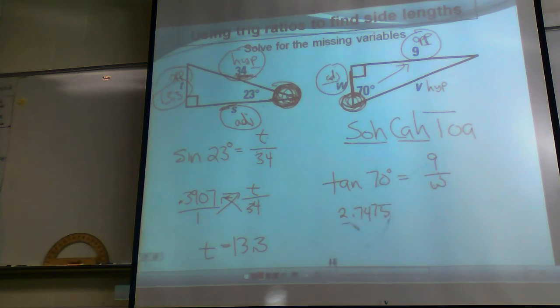Tangent of 70 is 2.7. Again, I'm putting that over 1, guys, just to remember that I'm cross multiplying. Okay? So when I cross multiply here, I've got W times 2.7475 equals 1 times 9, which is 9. How do I get the W by itself there? Divide both of them. So W is going to be 9 divided by 2.7, so 3.3. So I know, okay, that's 3.3.